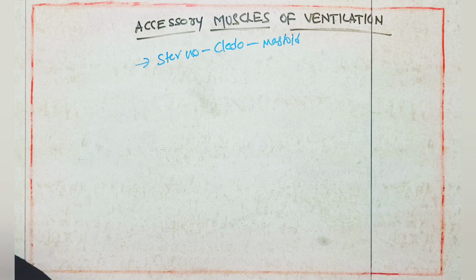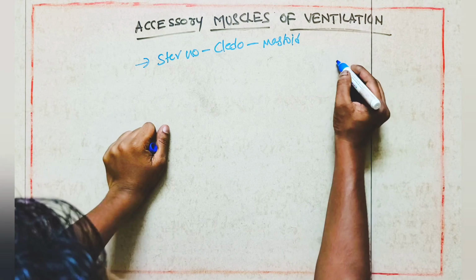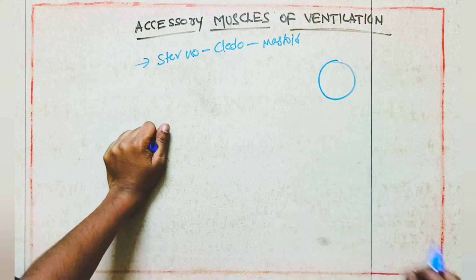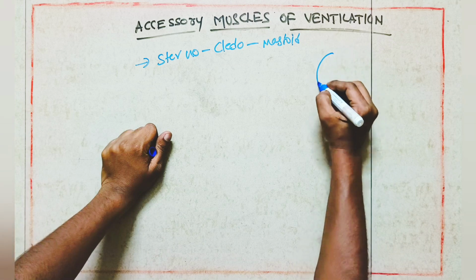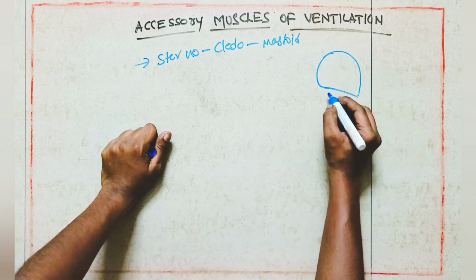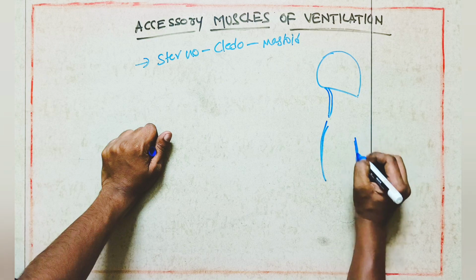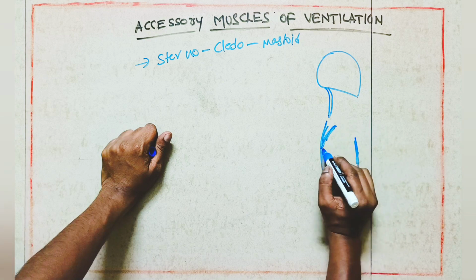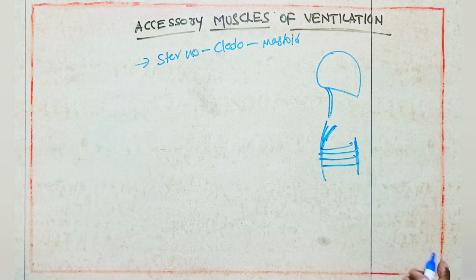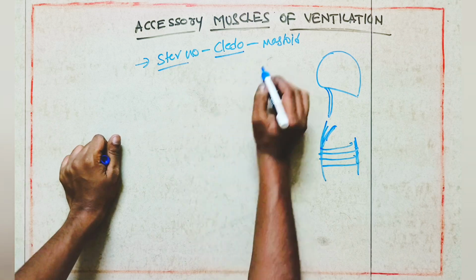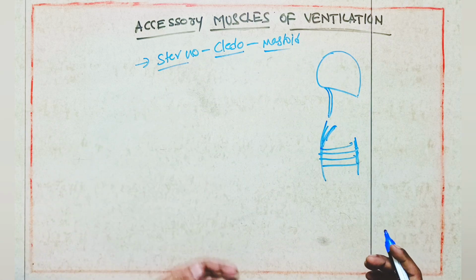Now we will see the sternocleidomastoid. Suppose this is our skull. Here we have the cervical spine, this is our thoracic spine, this is our sternum, and imagine here we have the clavicle. These are our ribs. Sterno means sternum, cleido means clavicle, and mastoid means the mastoid process on the temporal bone.